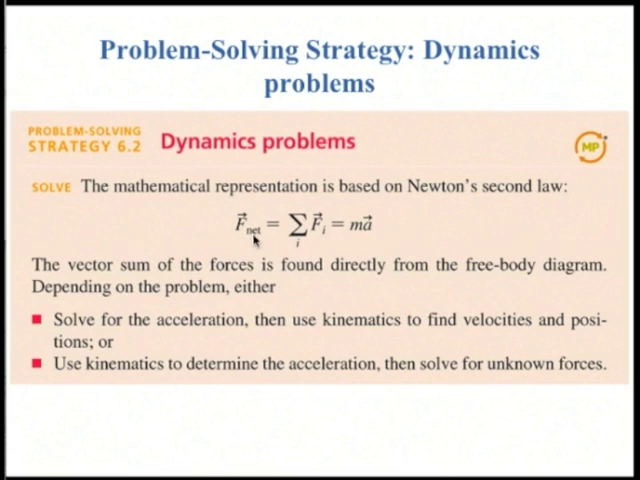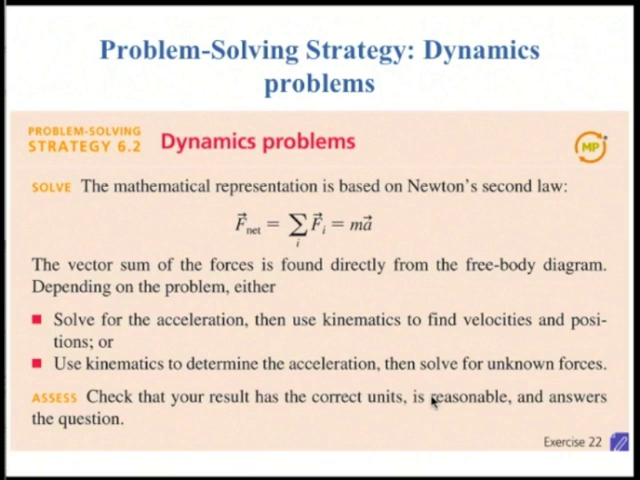To solve it now, you use that the net force is equal to m times the acceleration. Okay, and the vector sum is found by looking at the free body diagram. You can solve for the acceleration and then use kinematics to find velocities and positions, or you can use kinematics to determine the acceleration and solve for the unknown forces, depending on what you're trying to find. And at the end, of course, check that your result has correct units, is reasonable, and answers the question.